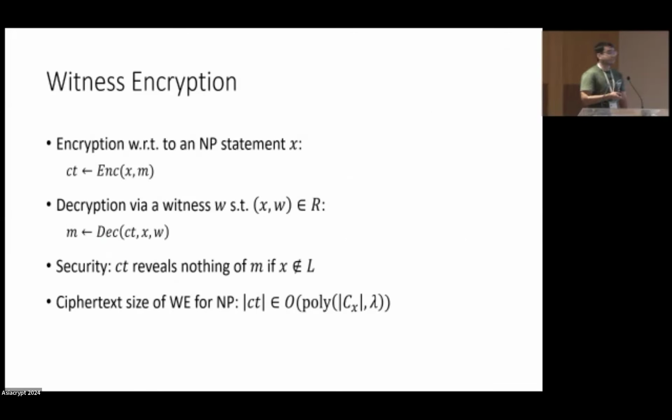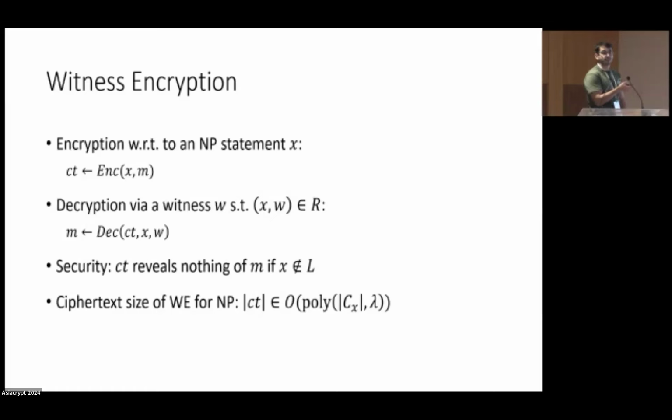What is witness encryption? Witness encryption is a special kind of encryption where you encrypt with respect to an NP statement, x. The encryption algorithm takes as input this statement x and the message, and spits out the ciphertext. Then to decrypt, we additionally input to the decryption algorithm the witness w, such that x and w are in the NP relation. If that is the case, we are able to recover the message.